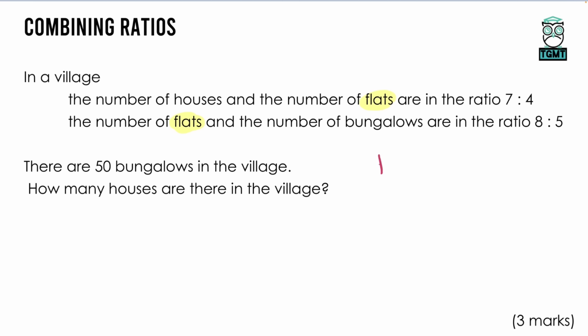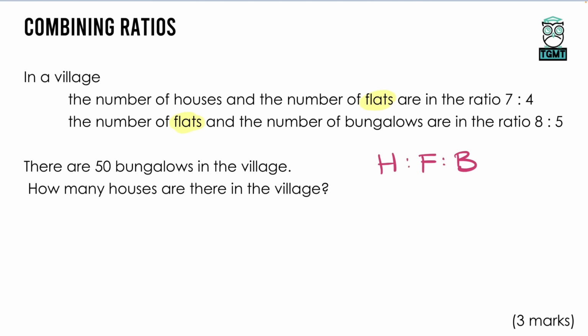It mentions houses first, then it mentions flats, and then it mentions bungalows. There are multiple different ways to solve this question, but combining the ratios is going to help with lots of different styles of questions. So we'll go with combining them and making a three-part ratio.